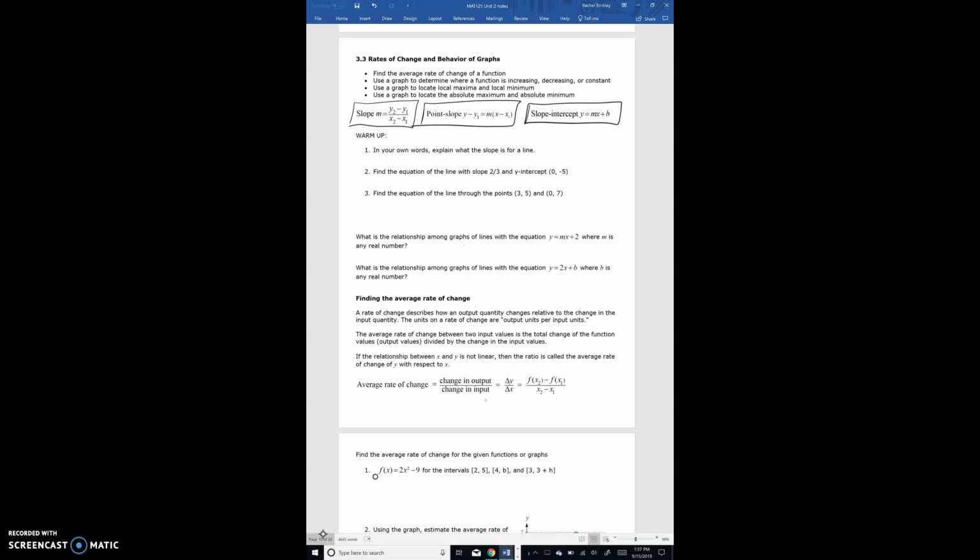Explain what slope is. I personally would say, obviously, it's the rise over the run. It is delta y, which stands for change in y, over delta x, which stands for change in x. The slope is above.